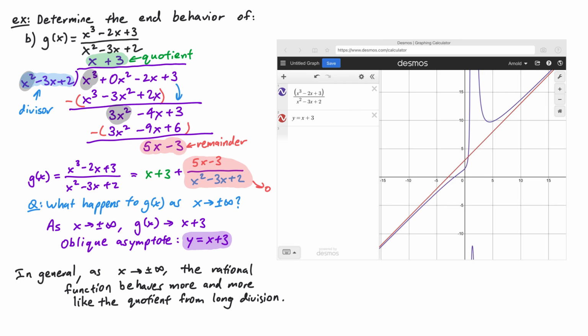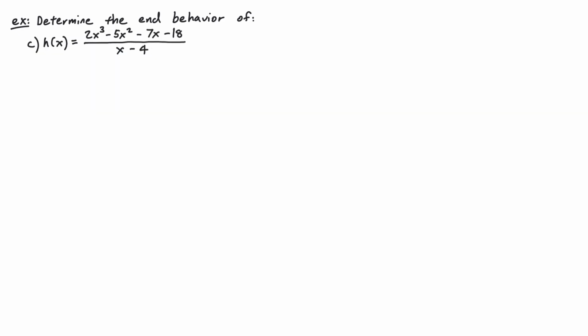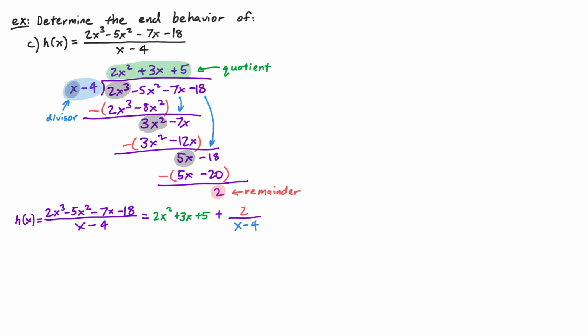What we'll look at next is the rational function from our polynomial long division video. In example C here, we want to determine the end behavior of the rational function h of x equals 2x cubed minus 5x squared minus 7x minus 18 divided by x minus 4. We've already performed the long division for this fraction in our polynomial long division video, so let me copy over the work from before. When we performed the long division, we found that the quotient was 2x squared plus 3x plus 5, and the remainder was 2.